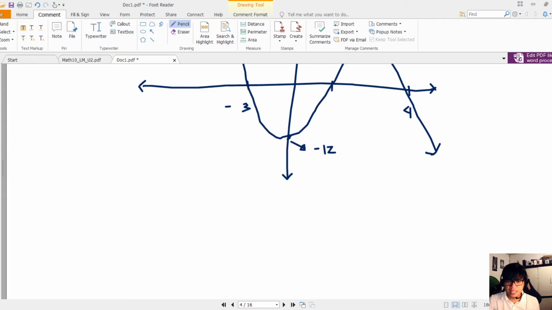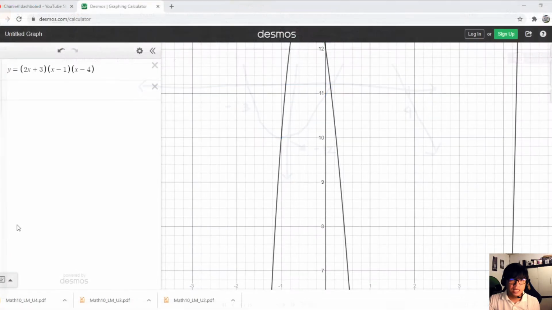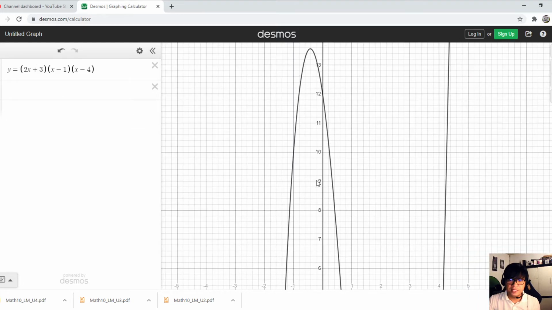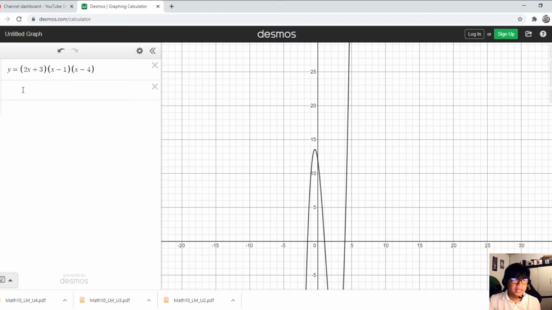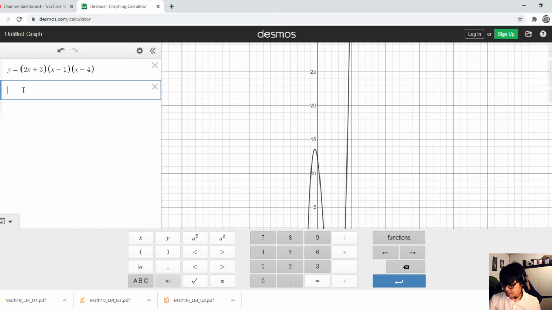Okay, so let's verify our graph using our Desmos. So, sige. Ito yung graph natin nung first, 'di ba? Yung parang letter N. Yan. So, i-try natin yung example natin ngayon. So, isusulat ko na lang yung original. I'm going to write the original, hindi yung na-factored na lang. Ilagay natin yung original na given.